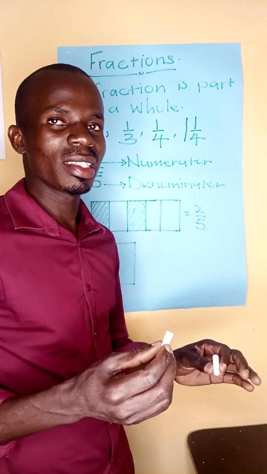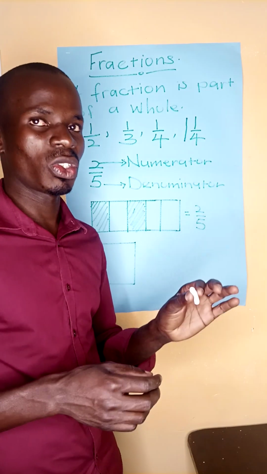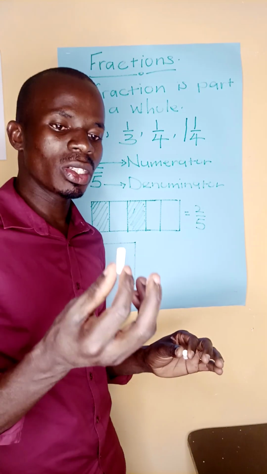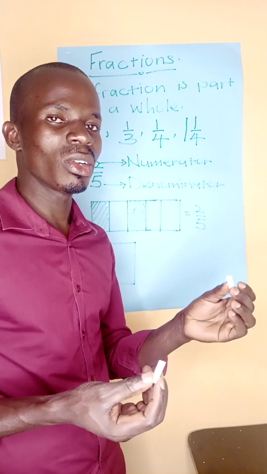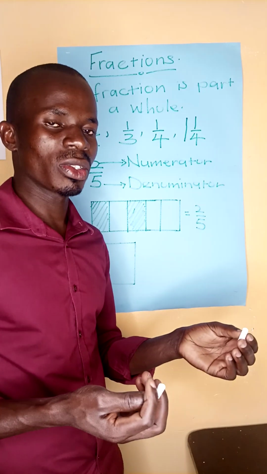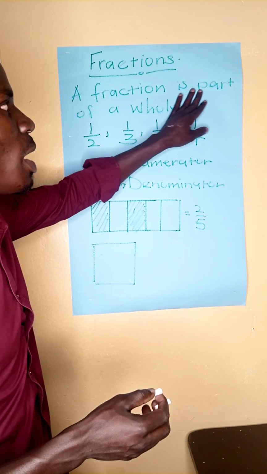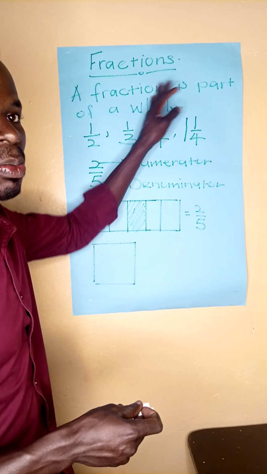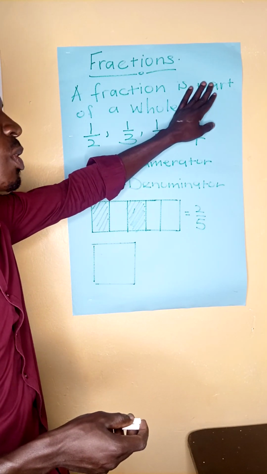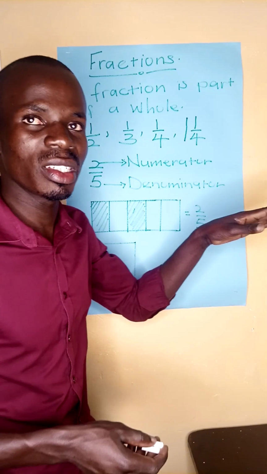When it breaks, it is no longer a whole piece of chalk. This part becomes a fraction, and another also becomes a fraction, meaning a fraction is part of a whole. A fraction is part of a whole. We have got various examples of fractions.